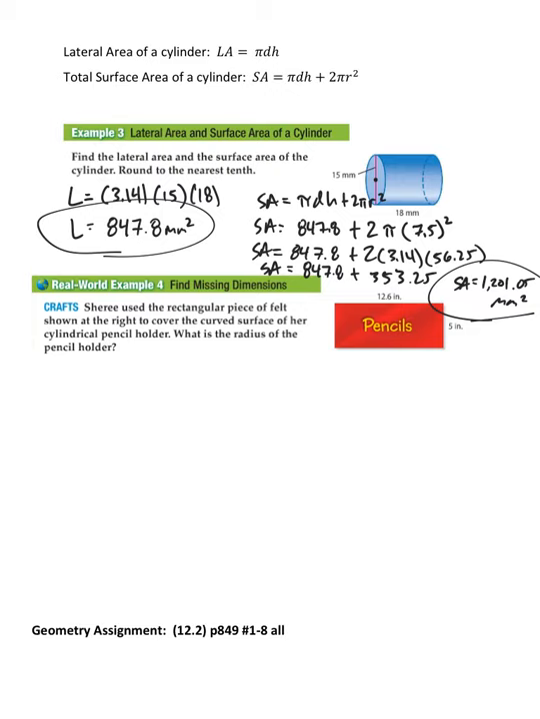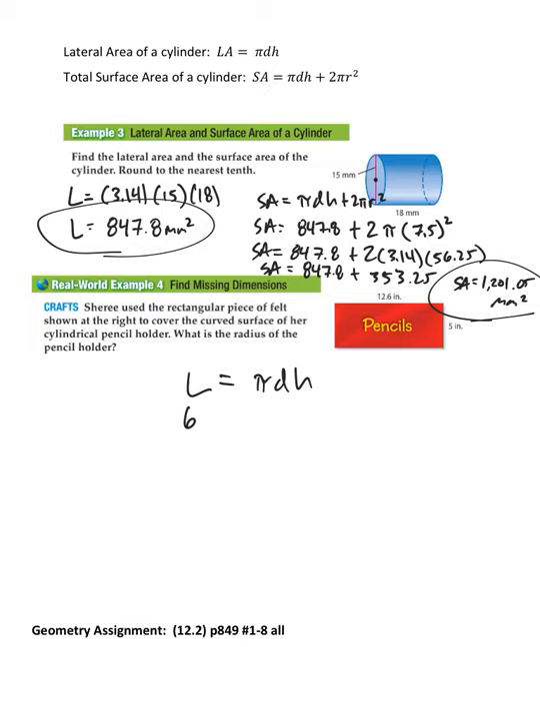Okay. Next problem, a little bit of application here. Sherry used the rectangular piece of felt shown at the right to cover the curved surface of her cylindrical pencil holder. What is the radius of the pencil holder? All right, guys, we have to understand this would be the lateral area of that cylinder. So the lateral area is pi dh. So what's the area of that rectangle? 5 times 12.6.